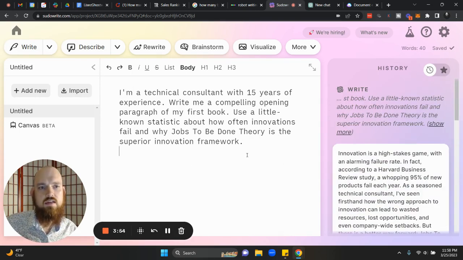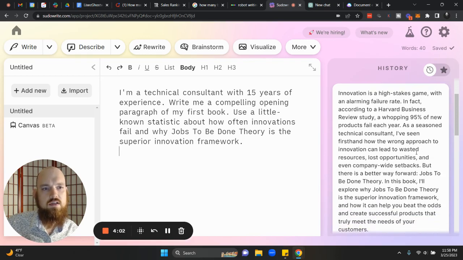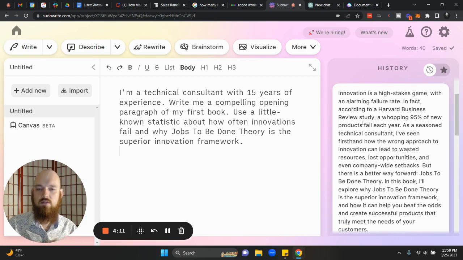Innovation is a high-stakes game with an alarming failure rate. In fact, according to a Harvard Business Review study, a whopping 95% of new products fail each year. I've seen firsthand how this and blah, blah, blah, that's a better way forward. Look, it came up with exactly what we wrote. Or rather, the paragraph here that we came up with, the output is exactly the input. Do you notice that?